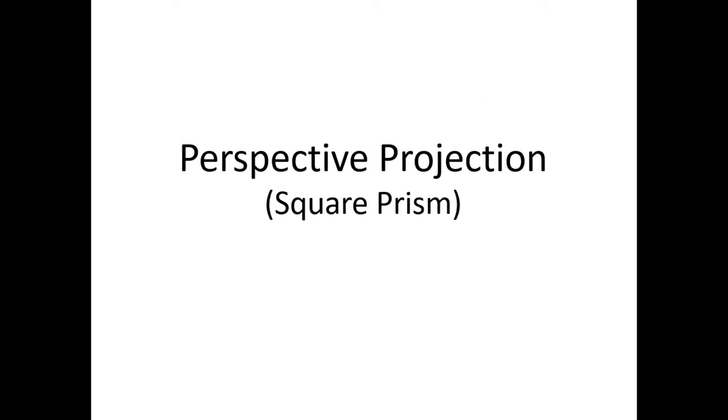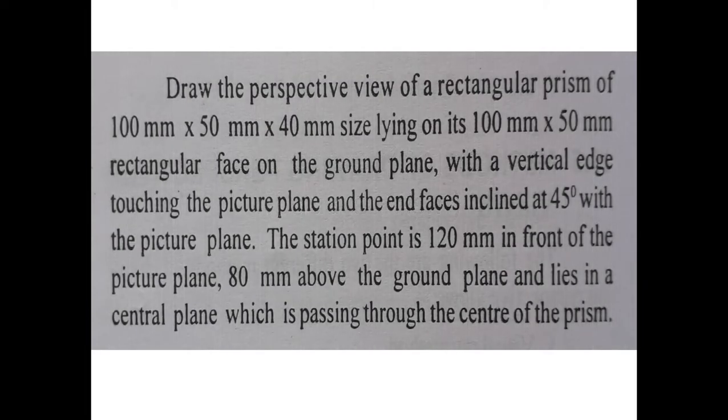In this lecture, we will see perspective projection, a problem based on a rectangular prism. The question is: draw the perspective view of a rectangular prism of 100 by 50 by 40 mm size lying on its 100 by 50 mm rectangular face on the ground plane, with a vertical edge touching the picture plane and the end faces inclined at 45 degrees with the picture plane. The station point is 120 mm in front of the picture plane, 80 mm above the ground plane, and lies in a central plane which is passing through the center of the prism.